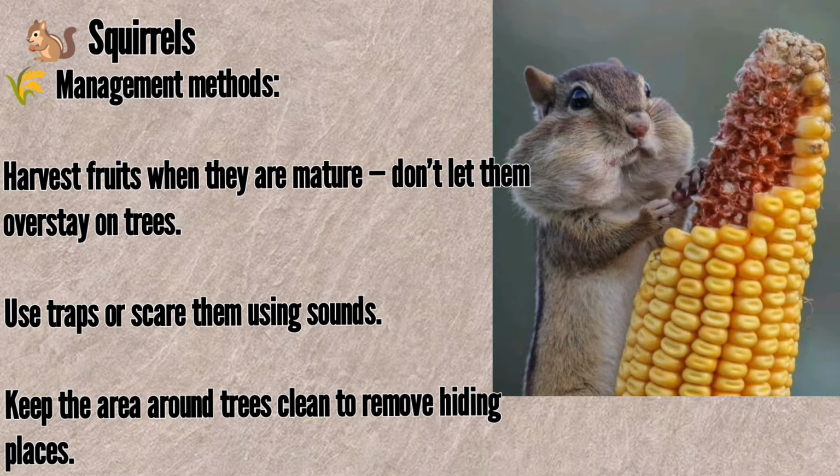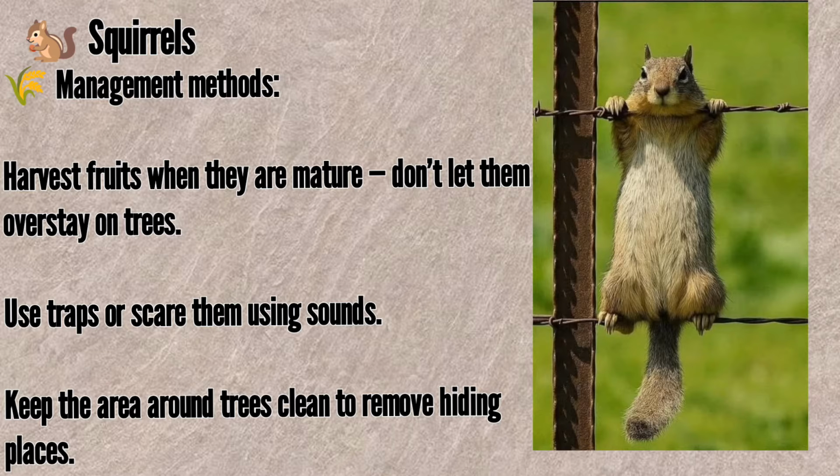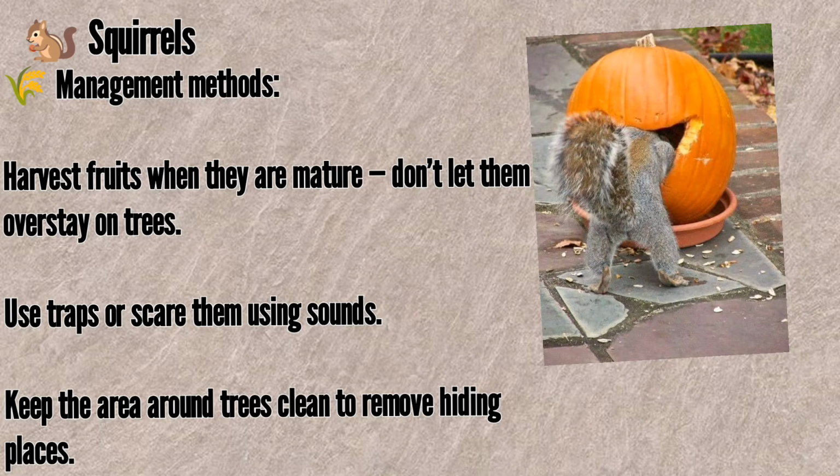We can manage them by harvesting fruits when they are mature, not letting them overstay on trees, using traps or scaring them using sounds, and keeping the area around the trees clean to remove hiding places.